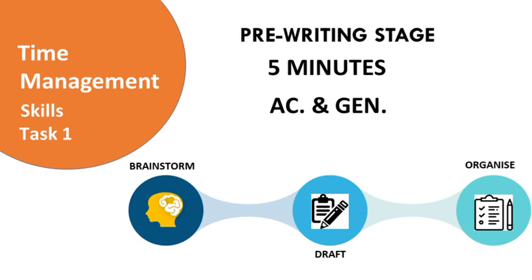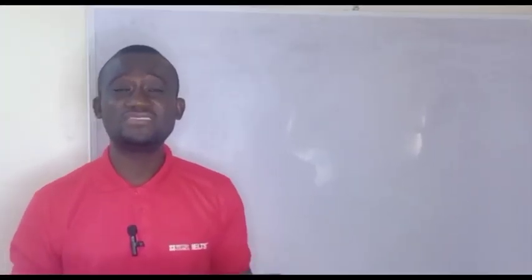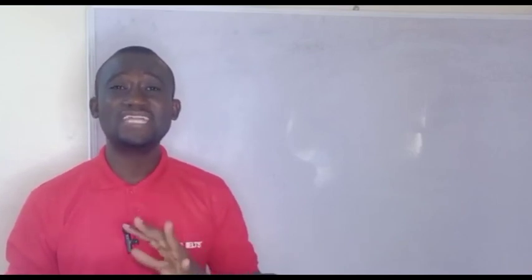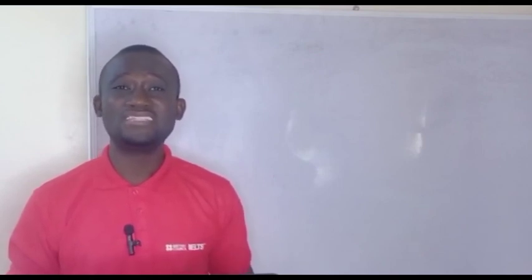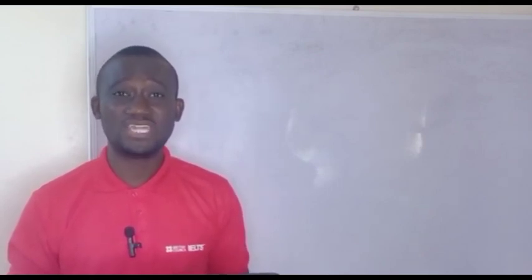Then, the last thing you're expected to do at this pre-writing stage is to organize these thoughts. Your ideas represent your thoughts, and you're expected to organize them. Let's take, for instance, that you have 10 different ideas that you wish to talk about. This is where a prioritization skill comes in.